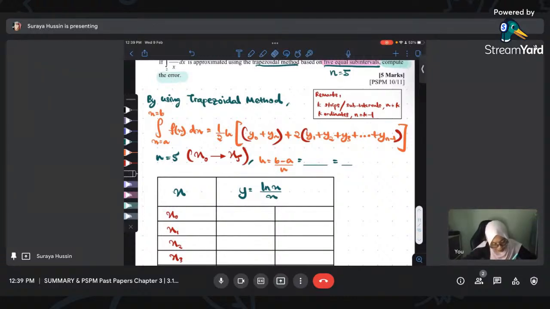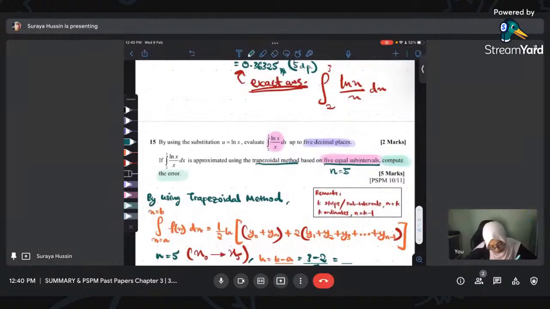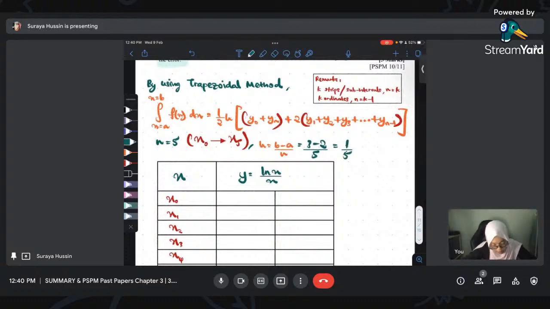Okay. The thing is, kita kena cari value of h dahulu. How to find the value of h? H is where b minus a over n. So, b kita adalah 3 tadi. Tolak 2. N kita 5. Kan? Ni a, ni b. So, b tolak a, 3 minus 2 lah. So, 1 over 5. 1 over 5 is actually 0.2.